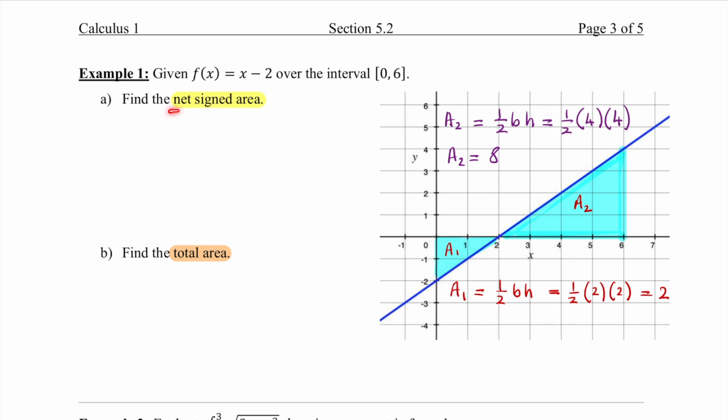To find the net signed area, I take the area above the x-axis, which is A2, minus the area below the x-axis, which is A1. Which is 8 minus 2, which is 6. And this actually represents the definite integral of the function f of x from 0 to 6.